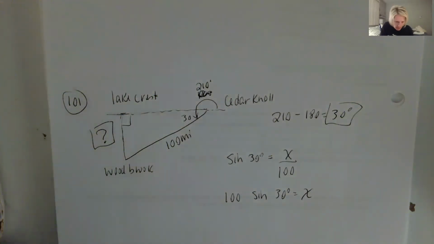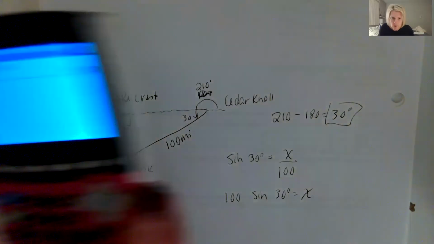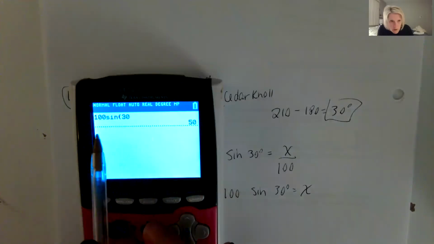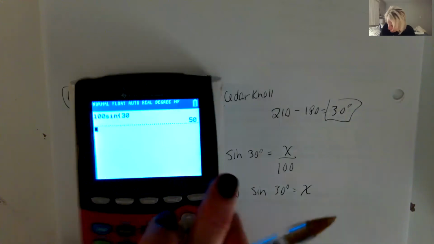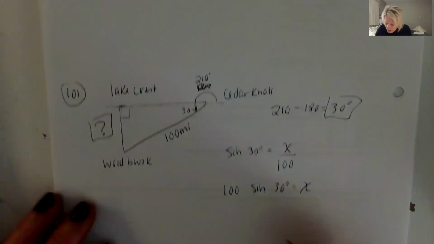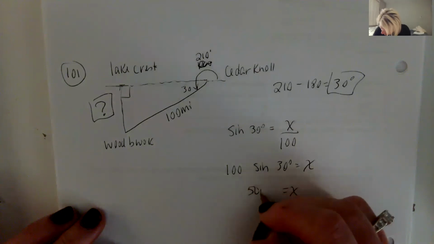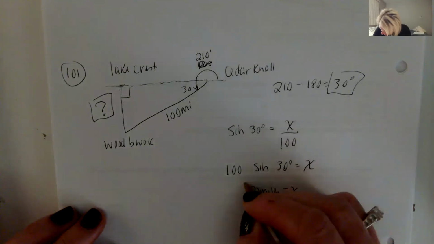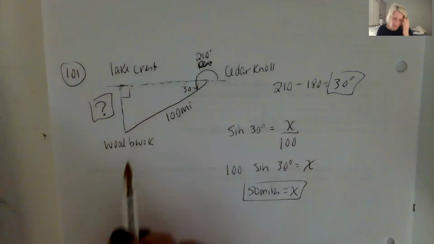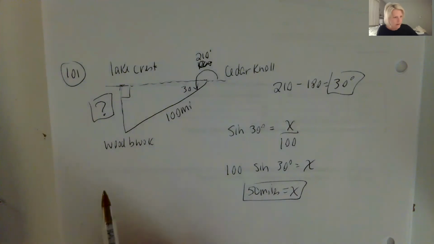I think it should be 50 miles. I'll put it right here. So 100 times the sine of 30 should be 50 miles. So it looks like our distance should be 50 miles from Lake Crest to Woodbrook. Pretty cool how we can find that, huh?